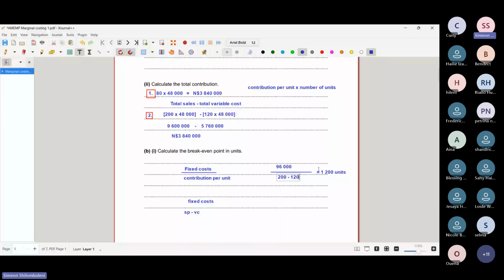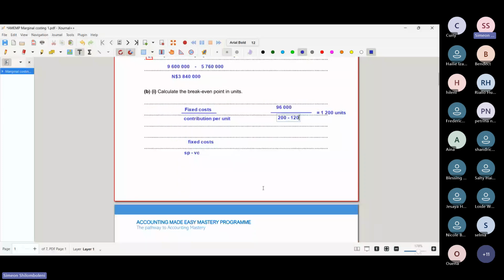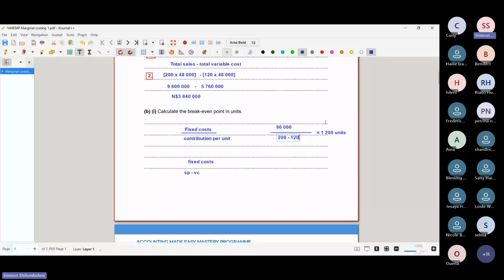This is in units. Now we know break-even point is a level of production where profit is 0. Does it even make sense? Profit is 0, where you are not making any profit. A point where your sales is equal to your costs, where you are not making any loss, you are not making any profit.